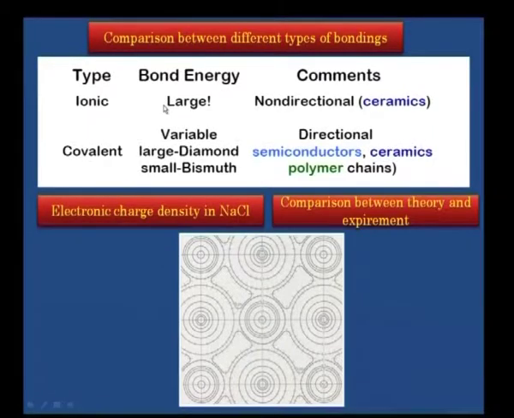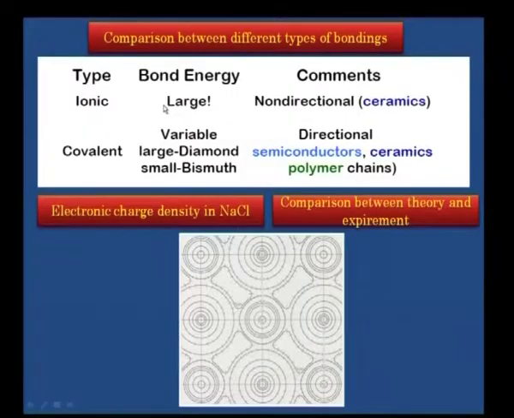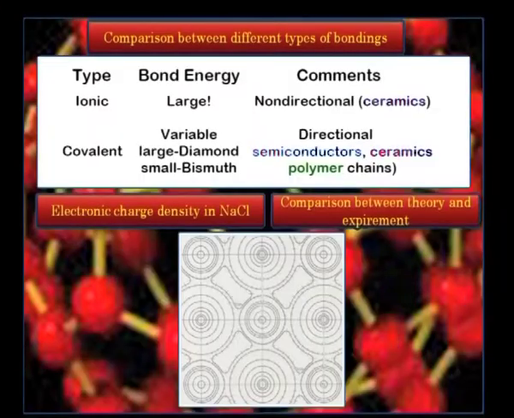Now, let me compare the different types of bondings. What do you understand from the different kinds of bondings? Let us go to ionic bonding. The bond energy is large compared to very many other cases, and the other comment to be made is that the bonding is non-directional. Take any ceramic pot, a coffee cup made of ceramic; the bonding is mostly ionic. Take barium titanate, or NaCl, an ionic solid. In these solids the bonding is ionic and obviously non-directional.